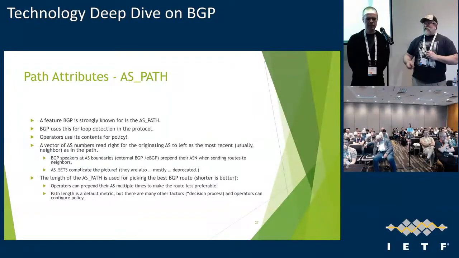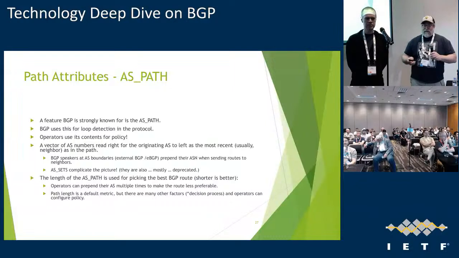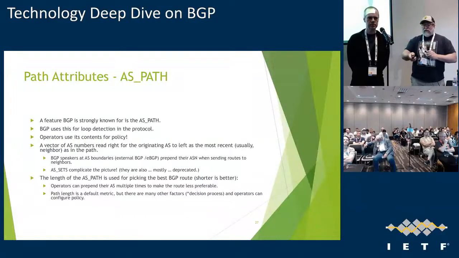But very early in the history of BGP, it branched from being just a thing used for loop detection to also providing one of the default ways of choosing routes. So I'm going to pick the thing that has the shortest number of ASs, and the AS path is one of my criteria. These things are only added when you cross an eBGP boundary.